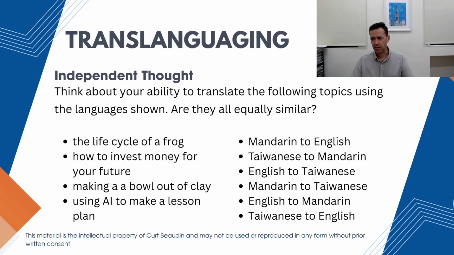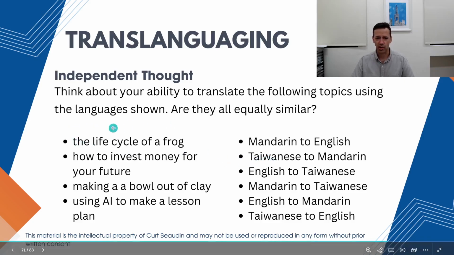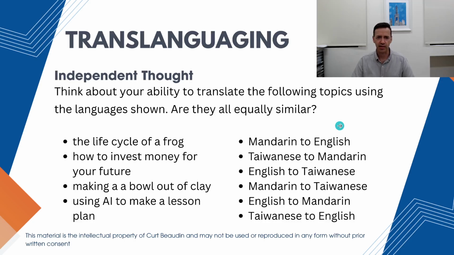And I think what you find, unless you are very talented, is that some languages are better for explaining certain topics. Maybe down here we have another one which is better for your Taiwanese. And maybe there's one here that you learned in English, and so you're better at it. This is what translanguaging means. We don't say to you, you must use Mandarin to tell us the life cycle of a frog, or you must use Taiwanese to describe how to invest money for your future. And we usually don't make them just use one language. We allow them to use all of their languages to come up with the best answer. This is what translanguaging means.